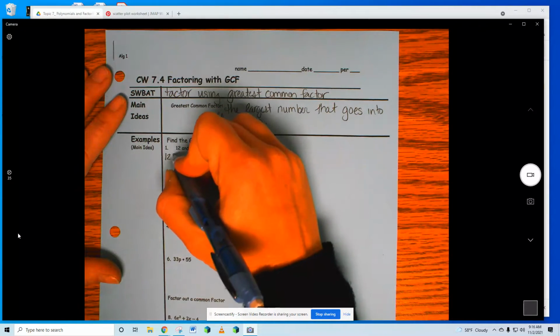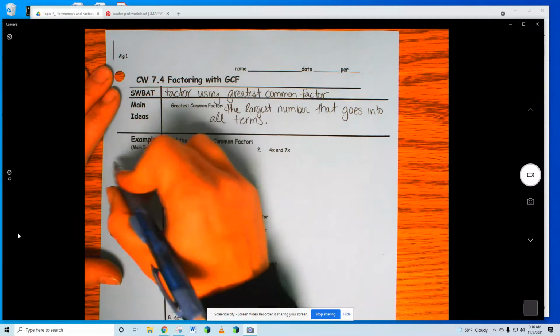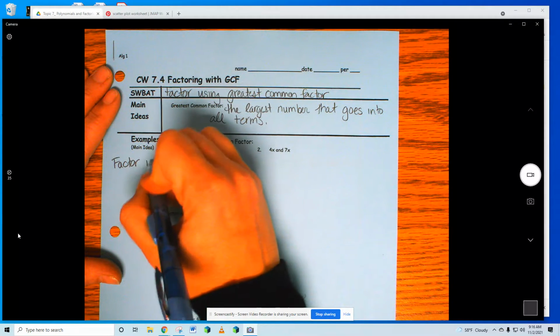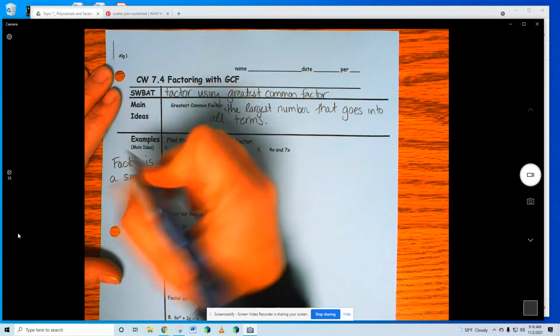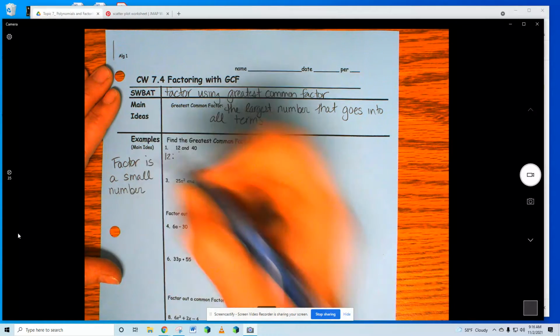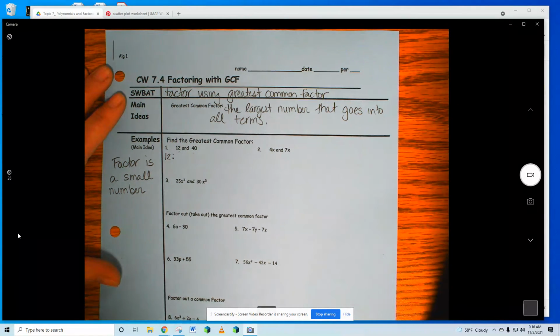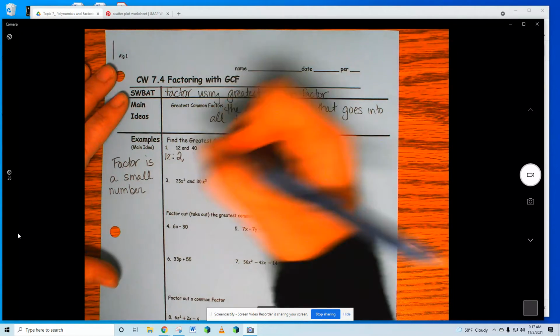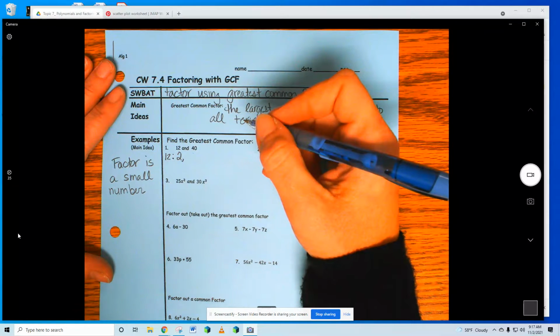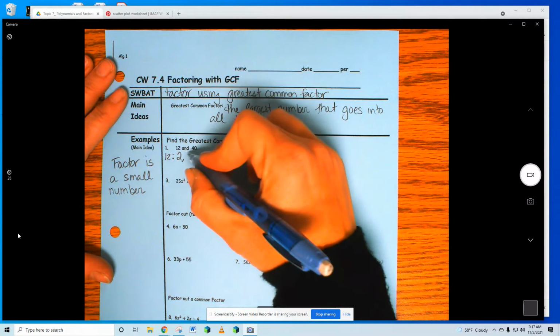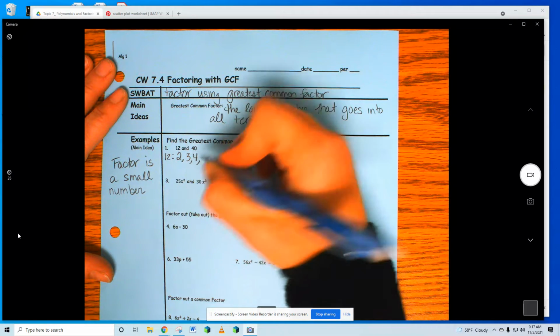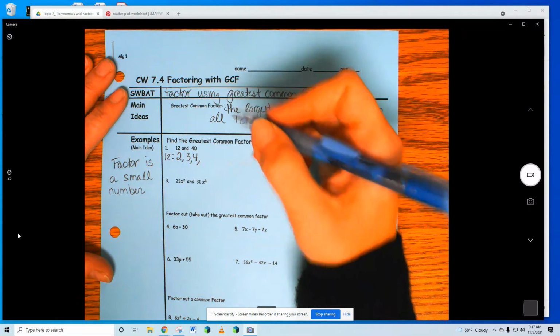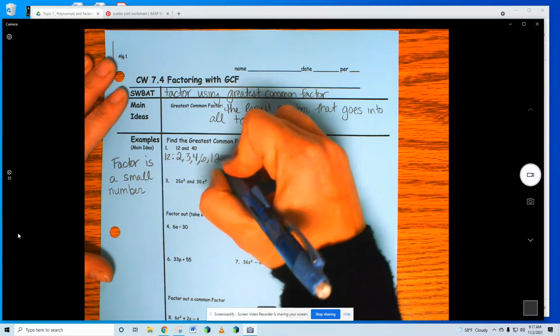You look at 12 and you say, what are the factors of 12? A factor is a small number. So tell me, what numbers go into 12? Start small. Two. What else goes into 12? 3. You're right with the 4. And then 6. And of course, 12 goes into itself.